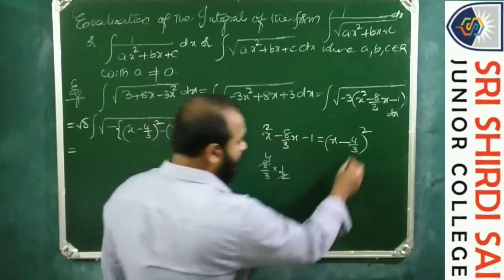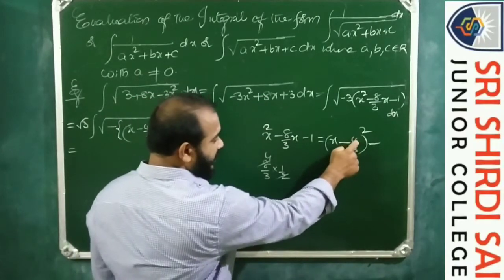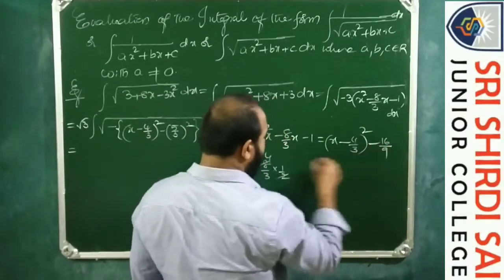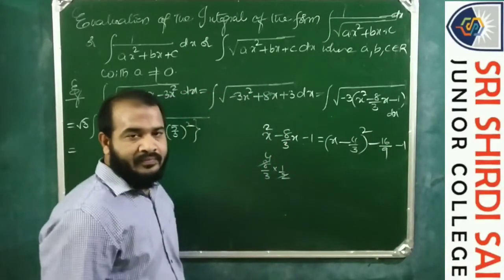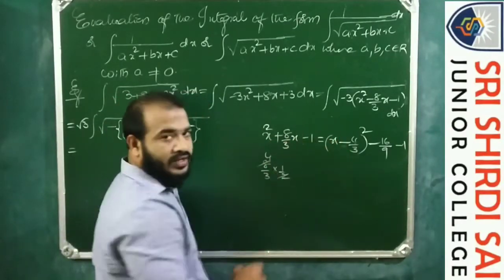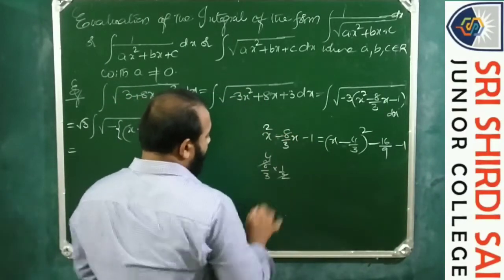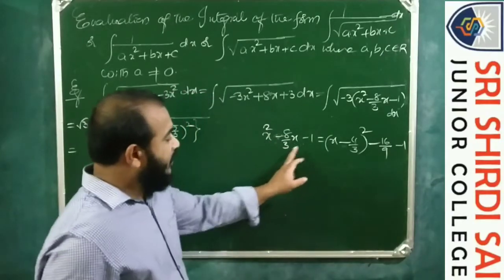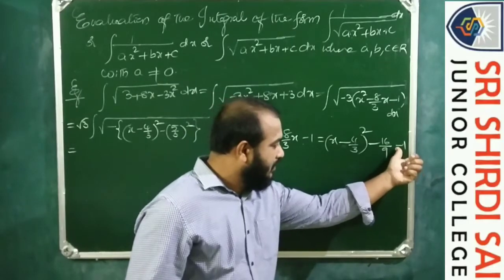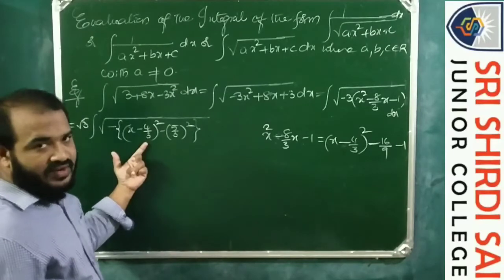Outside we have to write minus always, so whatever you have written here, its square is to be written here. 4 by 3 whole square is 16 by 9, minus 1 is the same. Had it been plus, then we would write plus only, and everything else is the same. So x square minus 8 by 3x minus 1 is x minus 4 by 3 whole square minus 16 by 9 minus 1, which is minus 25 by 9. Directly, 5 by 3 whole square we can write here.